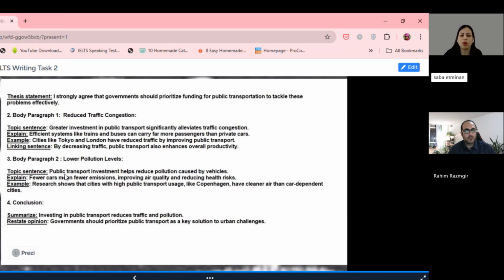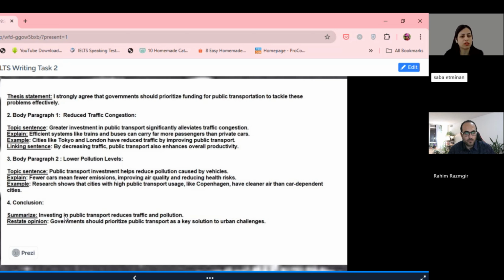The topic would be that public transport investment helps reduce pollution caused by vehicles. The reason: fewer cars mean fewer emissions, improving air quality and reducing health risks. What's the support? Research shows that cities with high public transport usage, like Copenhagen, have cleaner air than car-dependent cities. This is something that we know we are going to work on in body paragraph 2. And then we come to the conclusion.